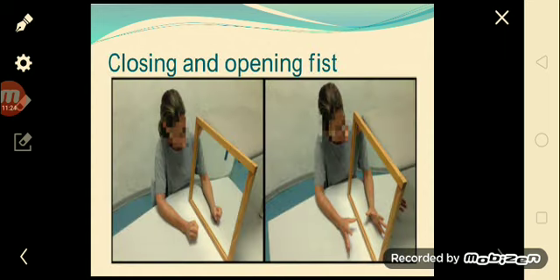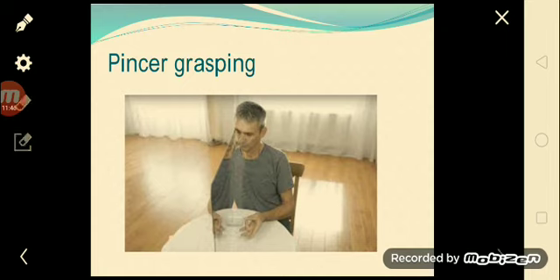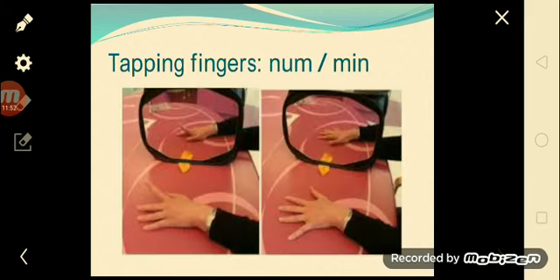Closing and opening the fist. See here, the patient's unaffected hand is here, the affected hand is here. The patient sees both the affected hand and the unaffected hand, but the original affected hand is placed behind the mirror. So opening and closing the fist is a type of exercise, and this is a pincer grasp. Pincer grasping exercises, tapping exercises. The patient has to count the number of taps per minute with both the affected hand and the unaffected hand.